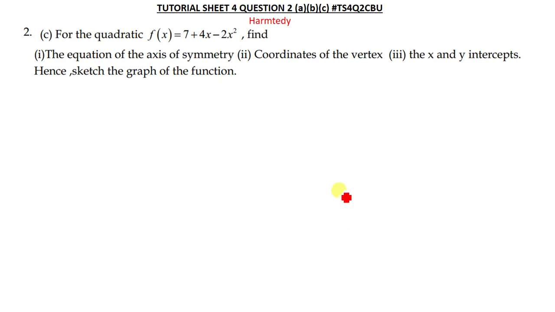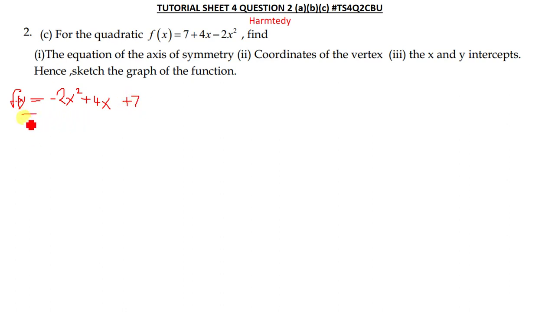So I don't know which method you can use, but for me I'll just use the simplest method. Okay, anyway, let us just use the normal method, which is completing the square method. So we're going to complete the square of this equation here. So first let us rearrange it. So when we rearrange it, we're going to have -2x squared, then plus 4x, then we have plus 7.